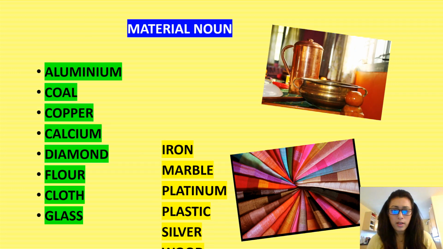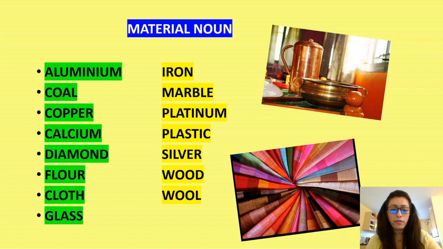And the last one is the material noun. Material nouns refer to materials or substances from which things are made. Consider the word cotton or copper, which is an adjective when used in the cotton dress. However, cotton is a material noun when used to describe the crop that is used to make fabric. There are a couple of material nouns here like aluminium, coal, copper, calcium, diamond, floor, cloth, glass, iron, marble, platinum, plastic, silver, wood, wool.